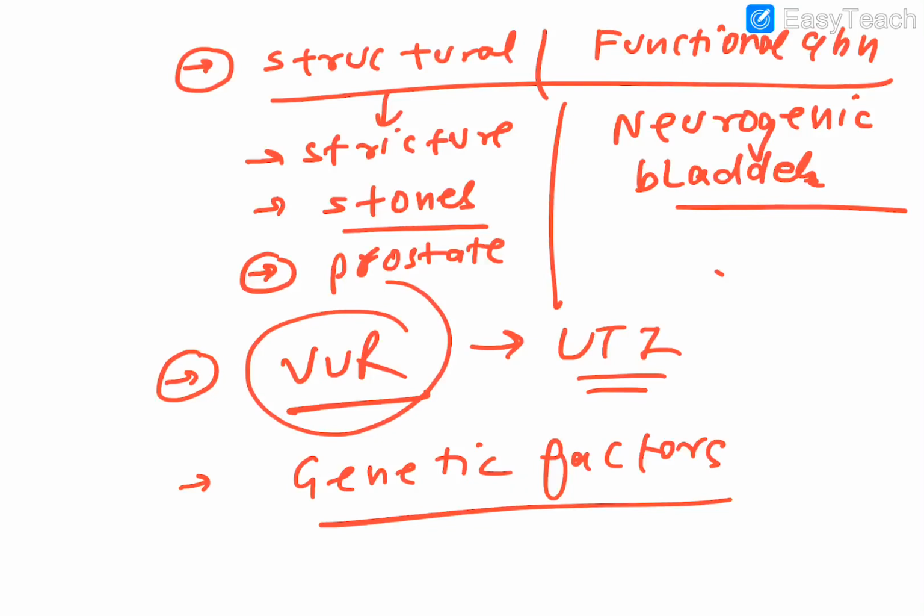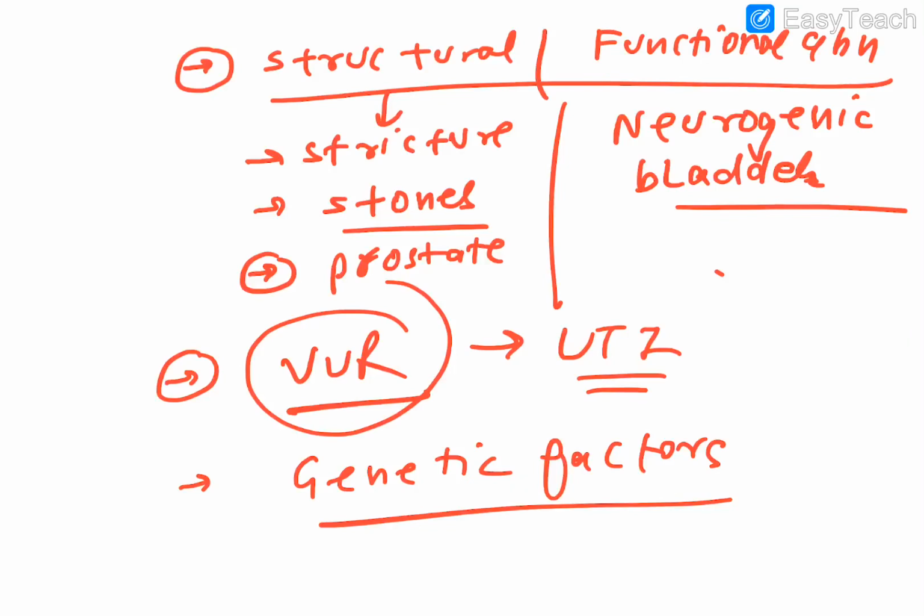So, to remember: first, we talked about gender, then we talked about age, and then pregnancy. So you can remember it like GAP, and then you have the structural and functional abnormalities, then VUR and genetic factors. Okay guys, now we will talk about the etiology.